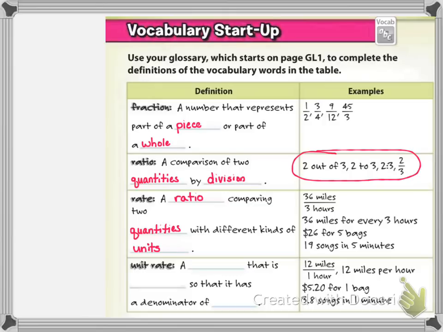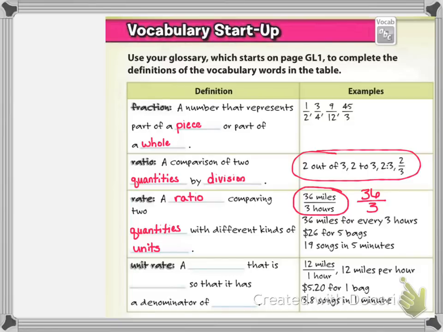Now, when we're talking about units, we're talking about the words, I guess is the easiest way to talk about it. If you look at the examples given here, the first one talks about 36 miles to 3 hours. If we were to write this as a ratio, we would simply write the number 36 over 3. But you'll notice here that they've got the words written. They've got different kinds of units. The number on top represents the word miles. The number on the bottom represents the word hours.